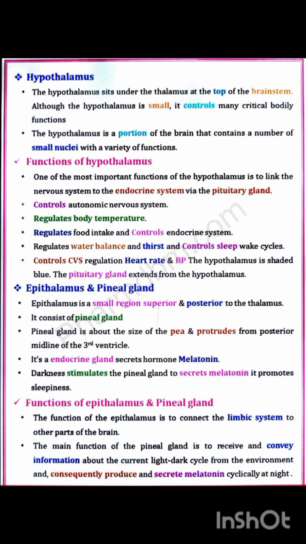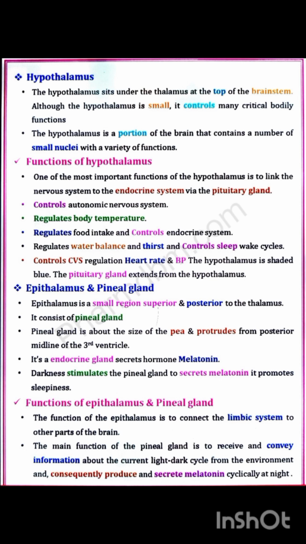Next, epithalamus and pineal gland. Epithalamus is a smaller region, superior and posterior to the thalamus. It consists of the pineal gland. The pineal gland is about the size of a pea and protrudes from the posterior midline of the third ventricle. It's an endocrine gland that secretes the hormone melatonin.